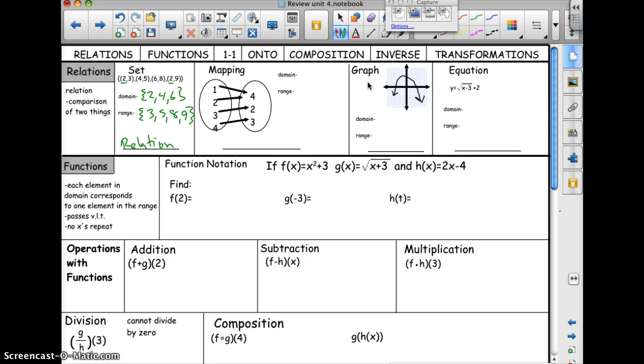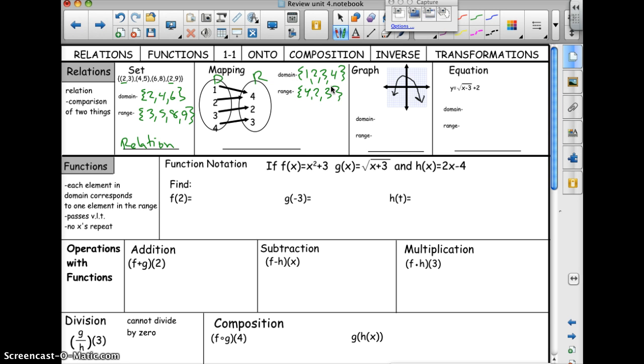Now, a mapping. A mapping is basically the same kind of thing. You take things from the domain and map them onto the range. So, if you take 1 for an input value, you'll get 4. So the domain here is just going to be 1, 2, 3, 4. And the range is 4, 2, 3.